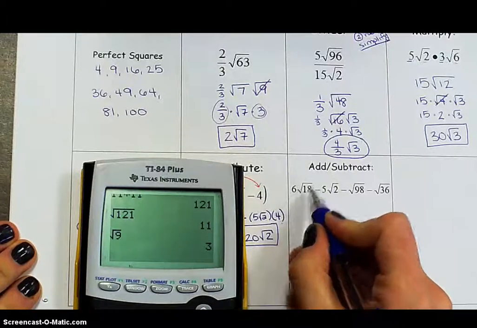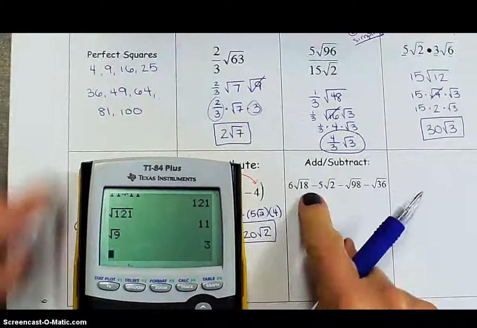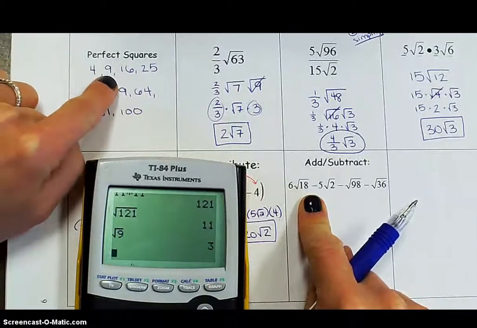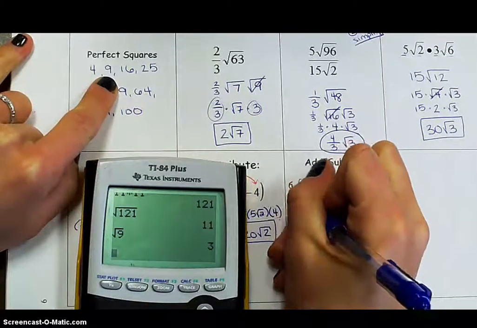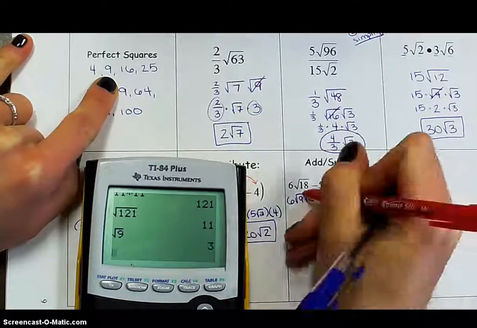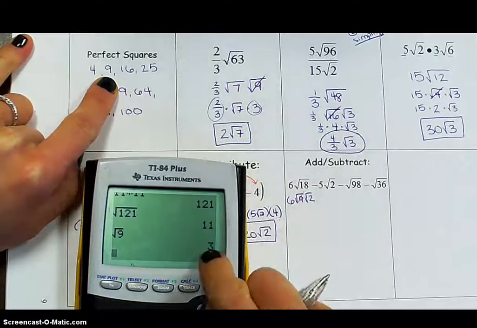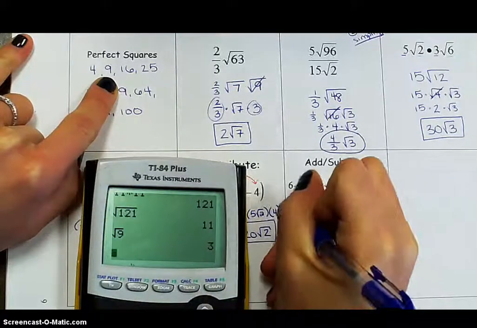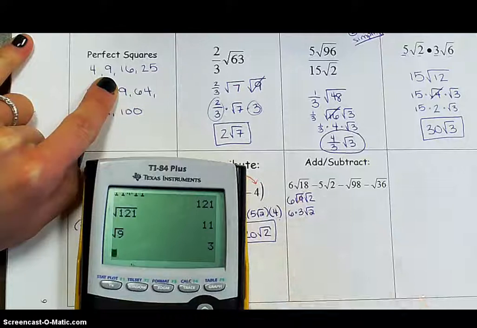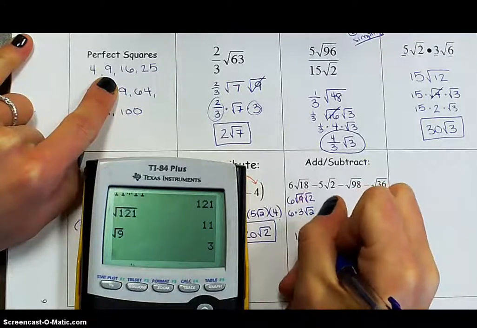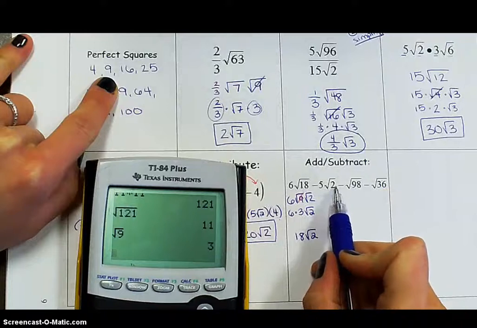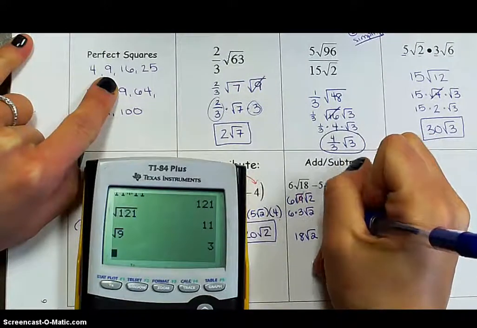So 6 radical 18. So radical 18 is not a perfect square, but is there a number in here that goes into it? Yep, that would be 9. So this is going to be 6 radical 9, radical 2. Now the square root of 9 is 3. It's actually right here on the calculator still. So this becomes 6 times 3 times radical 2. And 6 times 3 is 18 radical 2. Now 5 radical 2. Can we simplify radical 2? Nope. So we're just going to drop this straight down.